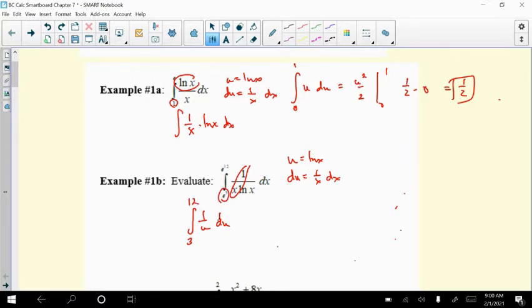But now 1 over u as an antiderivative is the natural log of the absolute value of u, evaluated from 3 to 12. Now, the antiderivative of 1 over u requires absolute value to match up the domains, but once your values are positive, like 12 and 3 are, then you don't need that absolute value anymore. And most likely you'd see this as the natural log of 4, since you can combine that to be the natural log of 12 divided by 3. Okay, so just 1a, 1b, excellent.